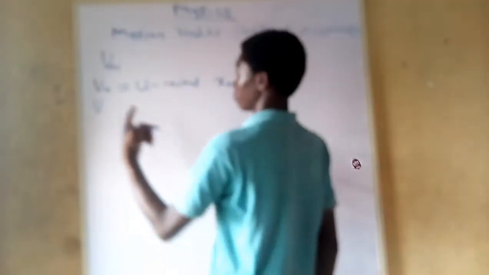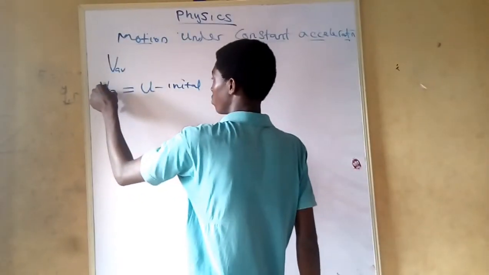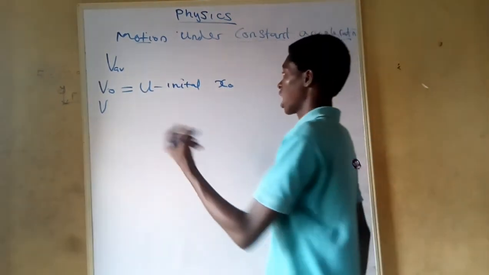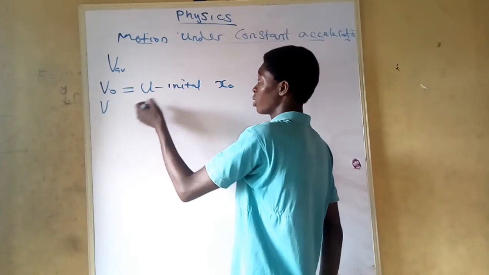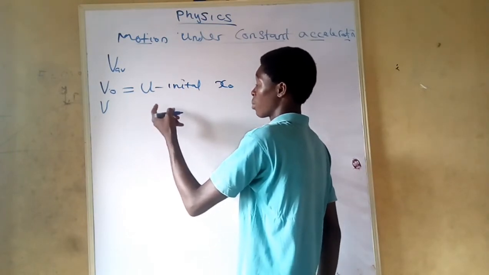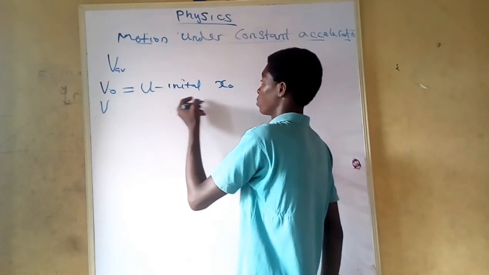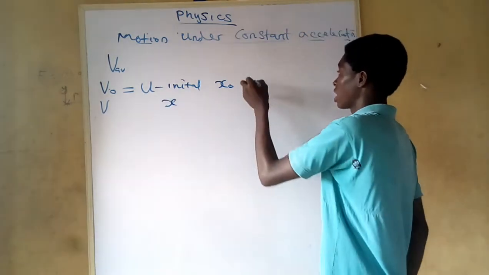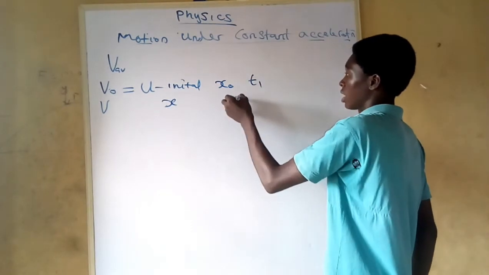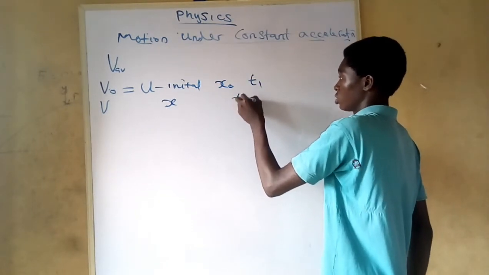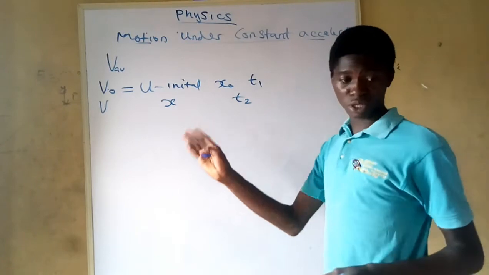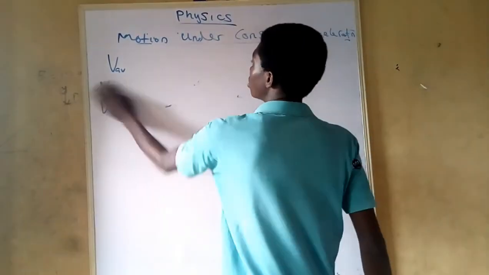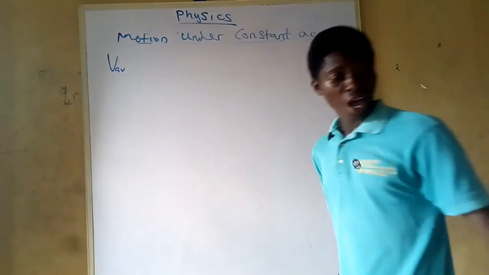So if we use v naught or u, it means the same thing, initial velocity. And we represent our final distance as x, okay? And then our initial time will be t1, and final time t2. So these are the basic things we need to be able to work on this.